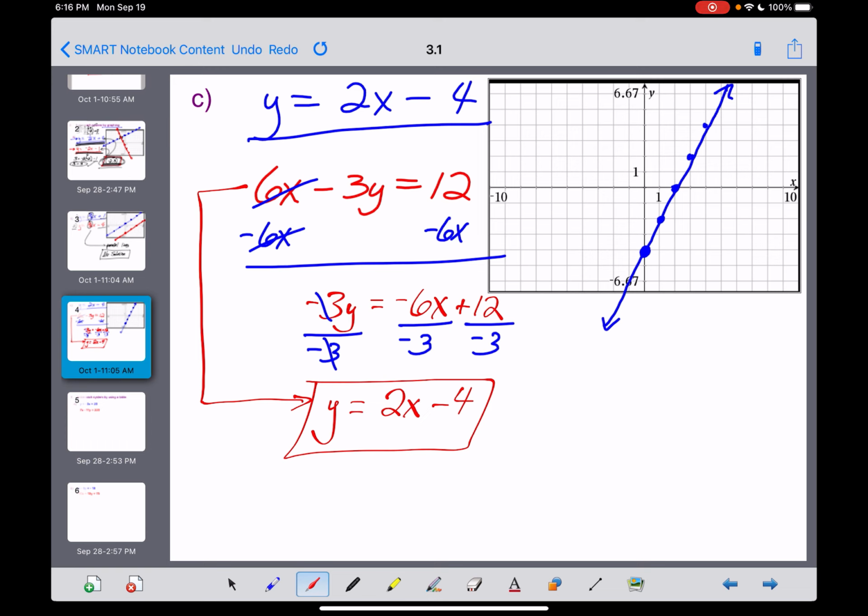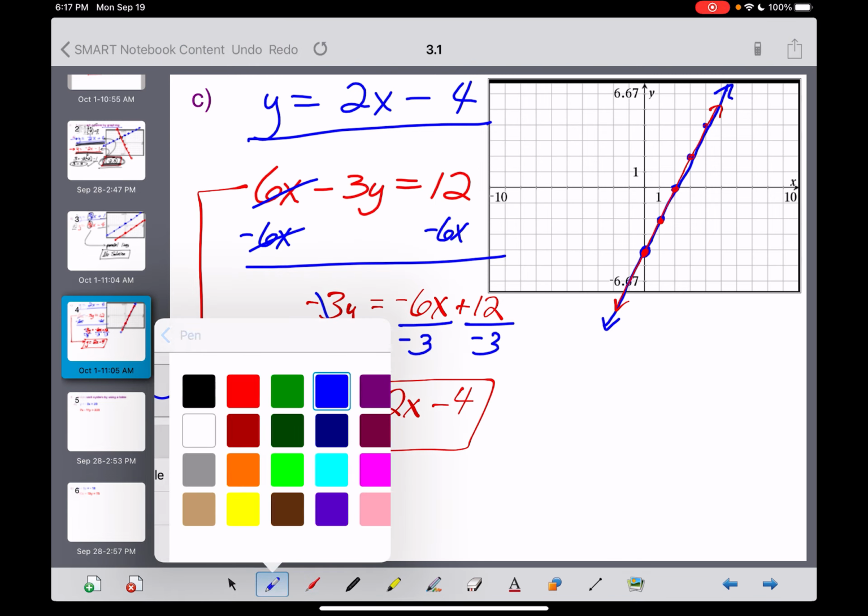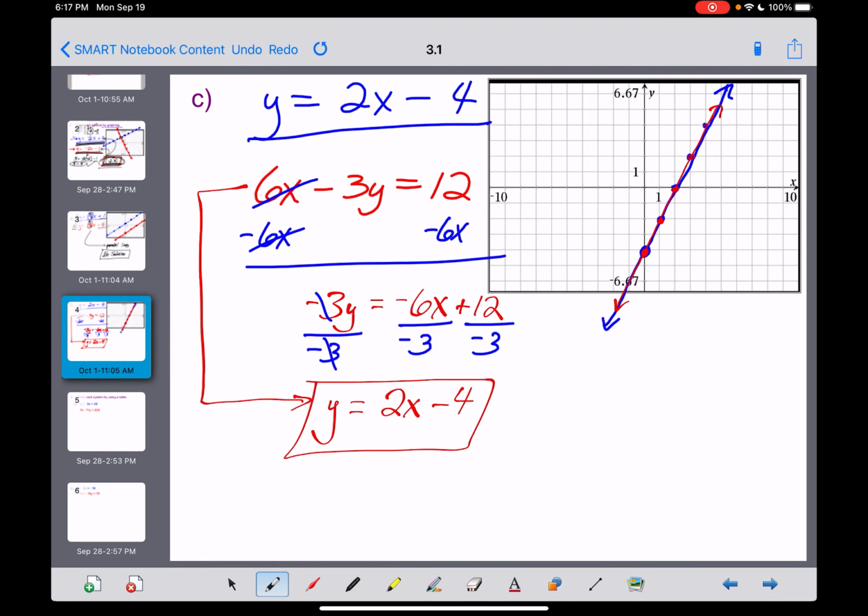So let's graph it. Our y-intercept is -4. That sounds familiar. And our slope is 2. Up 2, right 1, up 2, right 1, up 2, right 1. And by this point, you probably realize that when I draw in the second line, it is the exact same line as the first one. And you probably might have noticed that a minute ago.